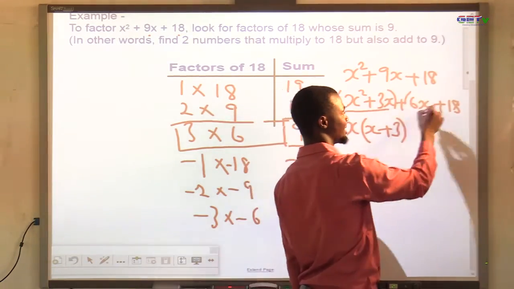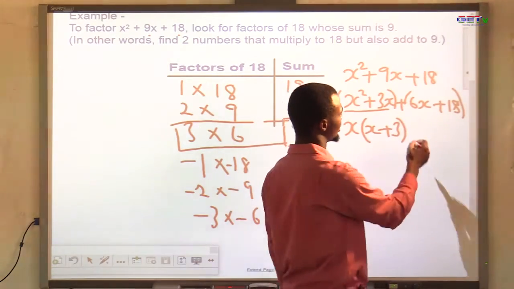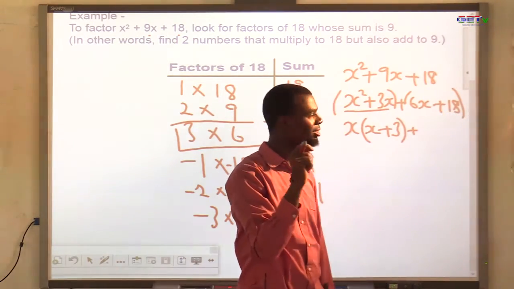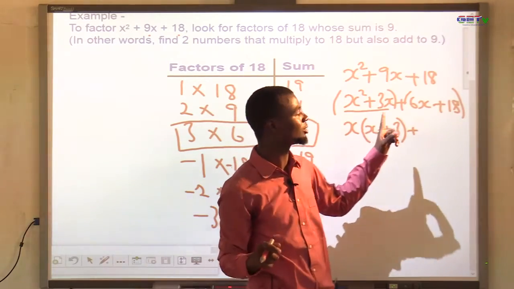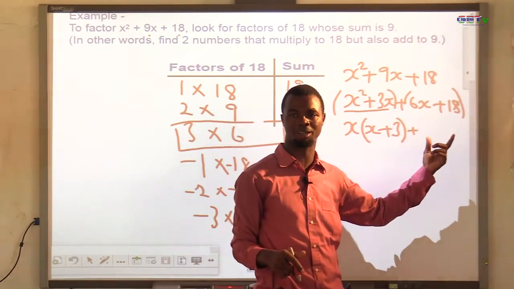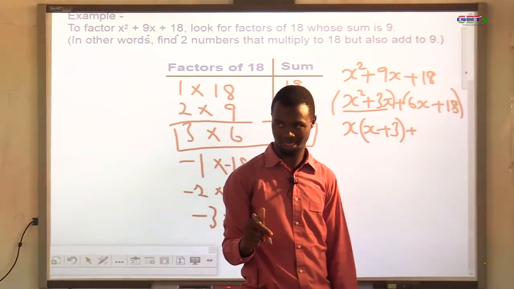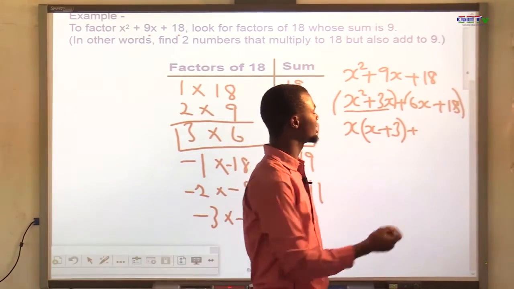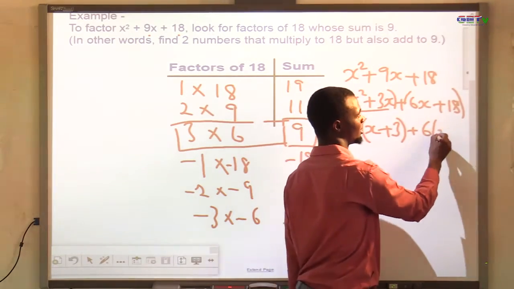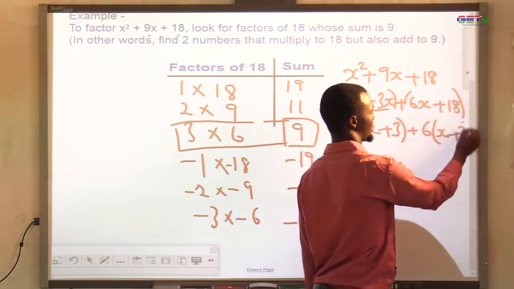Then the next part here is this one. What are the common factors? The terms are 6x and 18. What will be the highest common factor? You have 6x here, and here we have 18. A variable cannot be a factor, since the other term did not have a variable. So the common factor will be 6, because 6 can go into 18 without a remainder. So you'll have 6x divided by 6, that will give you x. Then 18 divided by 6 will give you 3.